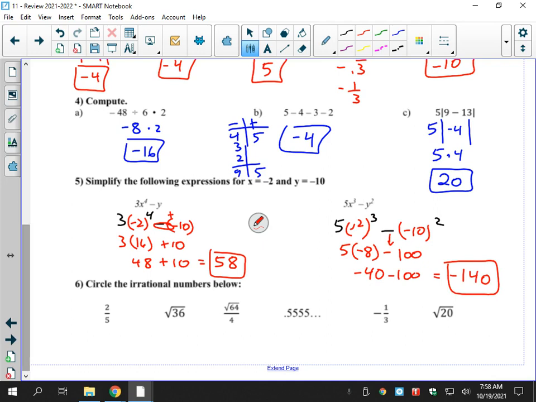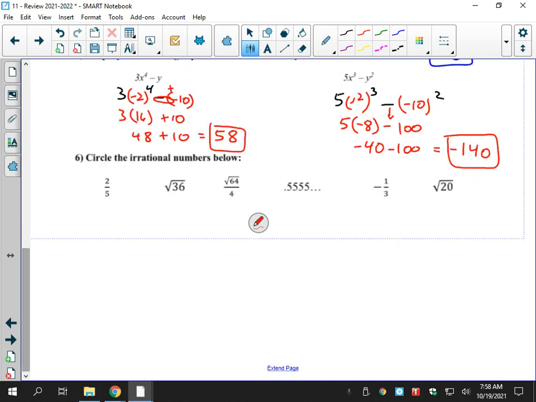Okay, and last but not least, we're going to circle all the irrational numbers. So 2/5, that's rational. Square root of 36, that's 6. Square root of 64 over 4, that would be 8 over 4, which is 2. 0.5 repeating is 5/9. That's a fraction, so it's just square root of 20, right? That non-perfect square there.